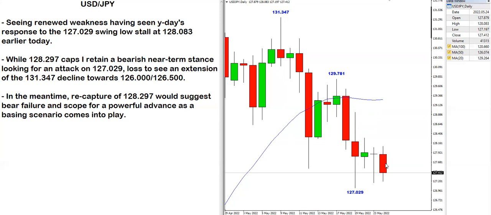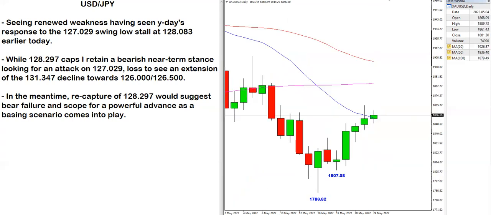In the meantime, should we get back above 128.297, that for me would suggest bear failure, a base, and then scope for a powerful advance, because it would start to look a bit like we've seen an ABC down from the swing high at 131.347. But that one, for the time being, that's on a bit of a back burner.